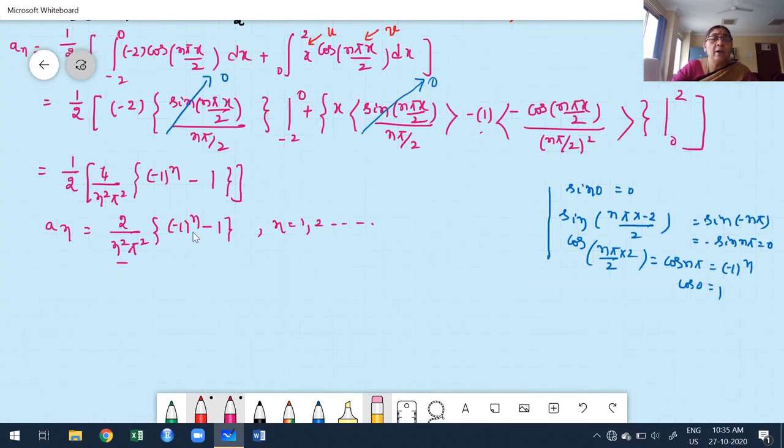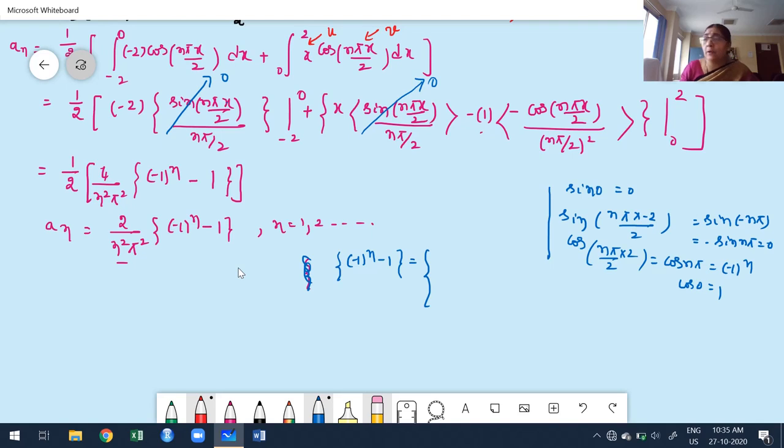Whenever in the curly bracket one of the terms is (-1)^n and another term is 1 or plus 1, either the even cases are 0 or the odd cases are 0. Therefore, this curly bracket can also be written as, observe this bracket, (-1)^n minus 1. What happened? If n is 1, minus 1, we get minus 2.